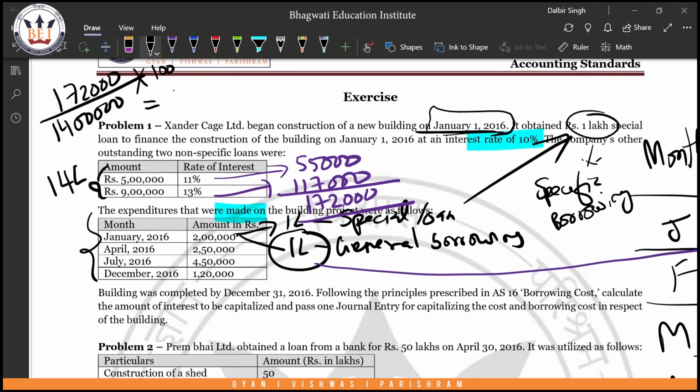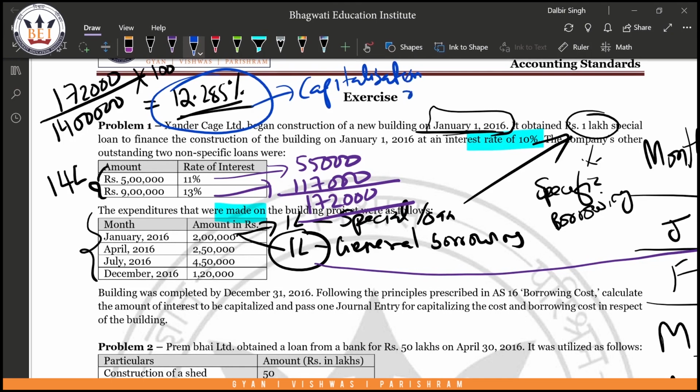If I find the interest rate, I get approximately 12.285%. Okay, this is the approx percentage. Now, what do I call this rate? I call this rate the capitalization rate. It is the rate at which borrowing cost is capitalized to the cost of the qualifying asset.